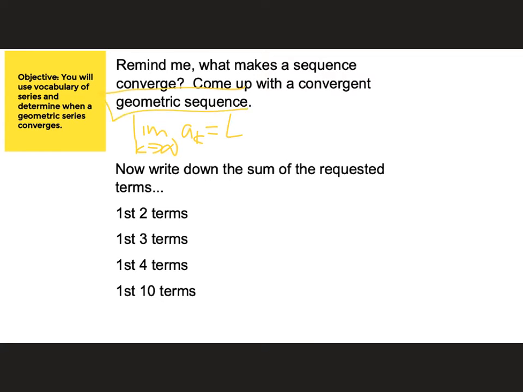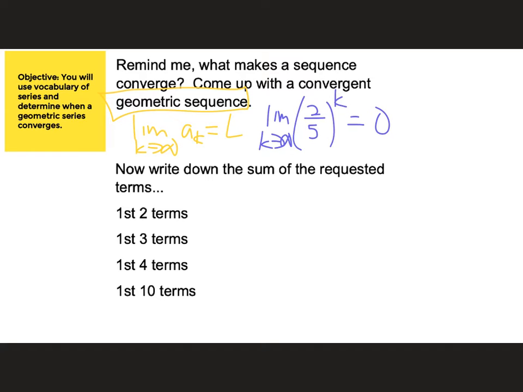A geometric sequence, those were the ones that were like exponential type of things. So maybe I pick (2/5)^k. I can say that's going to be convergence because the limit as k goes to infinity of that one is going to be 0. So that sequence is going to converge. Now write the sum of the requested terms. So the first two terms. All right, you can do this.